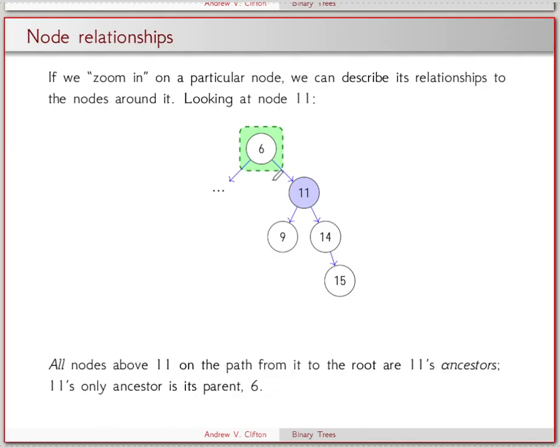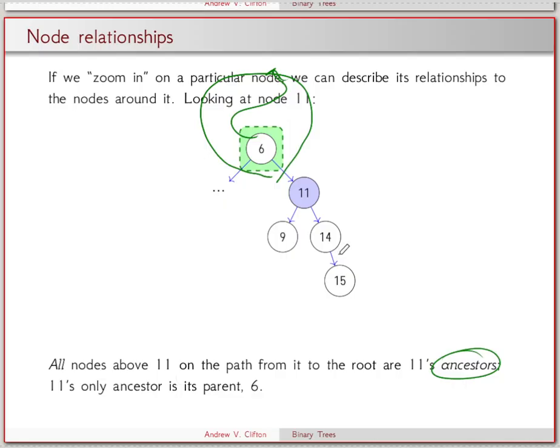And then finally, if there was more stuff above 6, if 6 wasn't the root, all that stuff above 11, all the way up to the root, those are called its ancestors. 11 only has one ancestor, and that's its parent 6. But if there's more stuff above 6 and you continued along a path up to the root, you would get all of 11's ancestors.